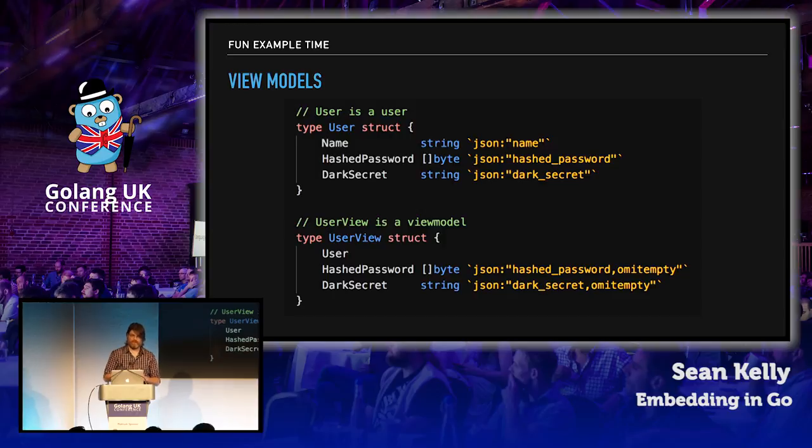But what you can do is make a user view, which embeds the user, and you can then override the fields you don't want to marshal out, so long as you never touch them in the user view and you never set them. You can basically override those by giving them the same name and just adding omitempty to them. There's a couple other ways you'd accomplish this, and a few ways you could take this even further, but this is essentially the bare minimum.